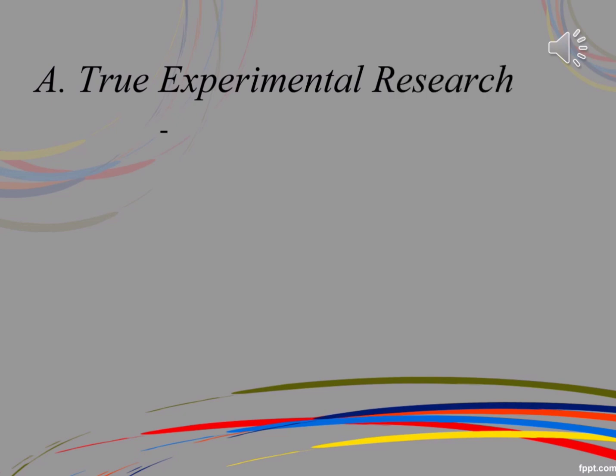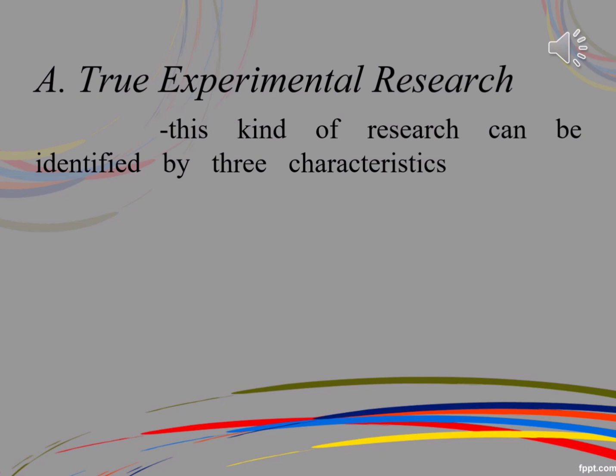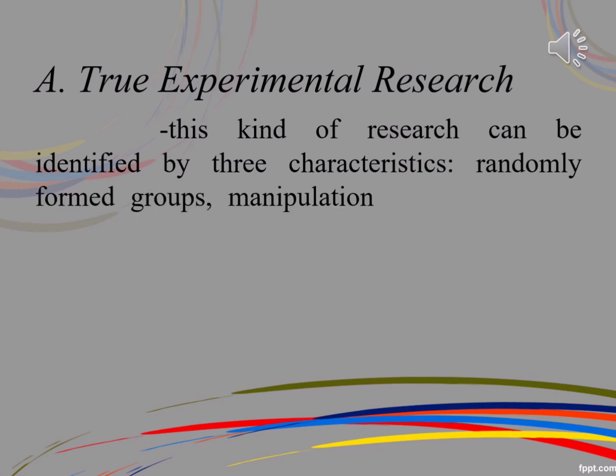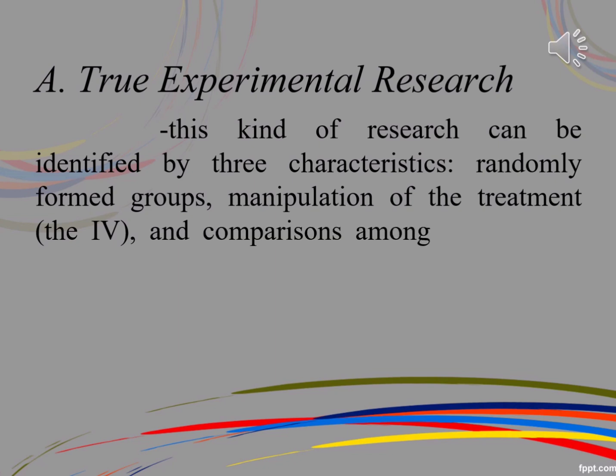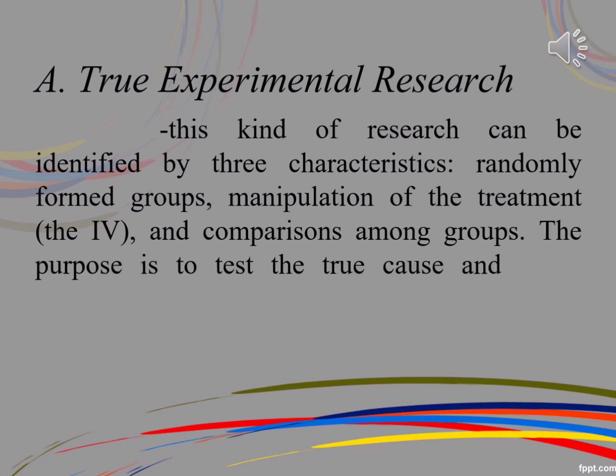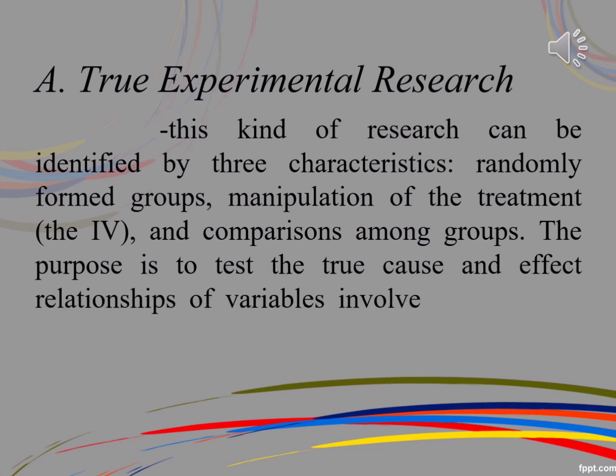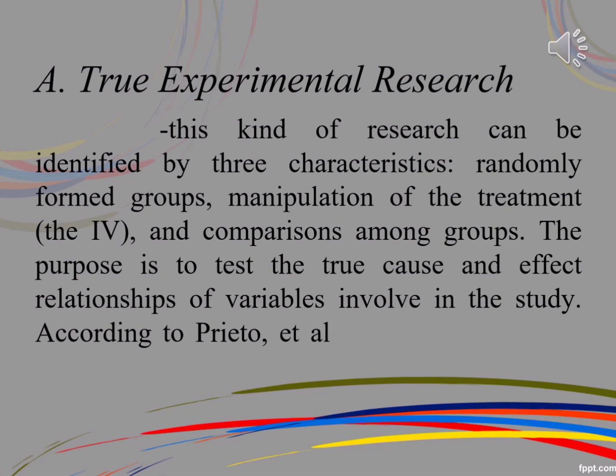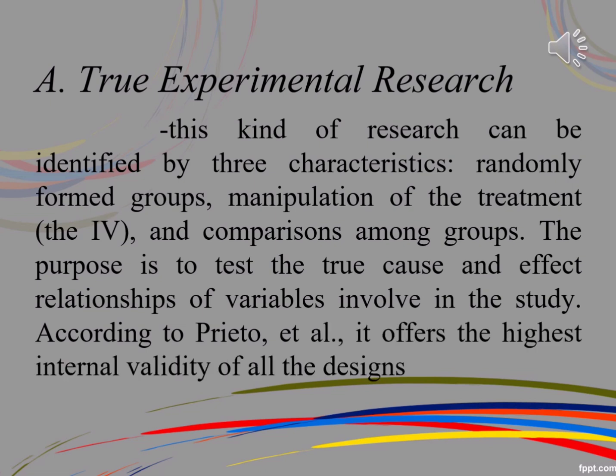True experimental research. This kind of research can be identified by three characteristics: randomly formed groups, manipulation of the treatment, the IV, and comparison among groups. The purpose is to test the true cause and effect relationships of the variables involved in the study. According to Prieto et al., it offers the highest internal validity of all the designs.